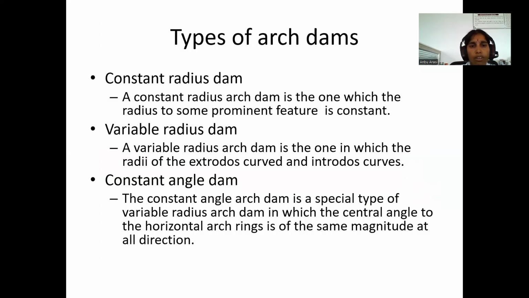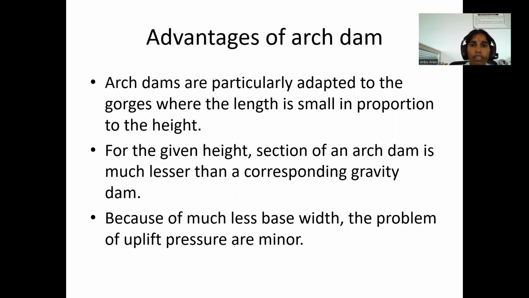Types of arch dams: constant radius dam, variable radius dam, constant angle dam. A constant radius arch dam is one in which the radius to some prominent feature is constant. A variable radius arch dam is one in which the radii of the extrados and intrados curves vary. A constant angle dam is a special type of variable radius arch dam in which the central angle of the horizontal arch rings is of the same magnitude at all elevations.